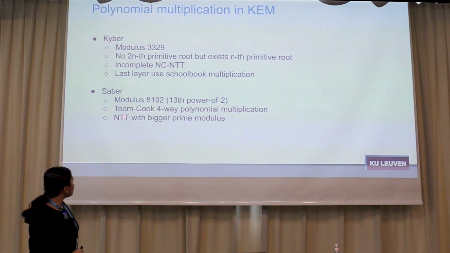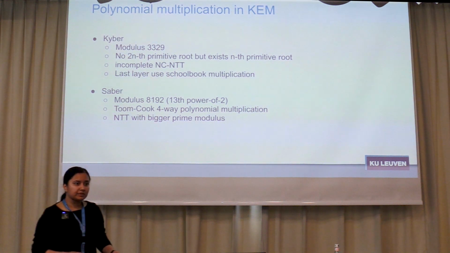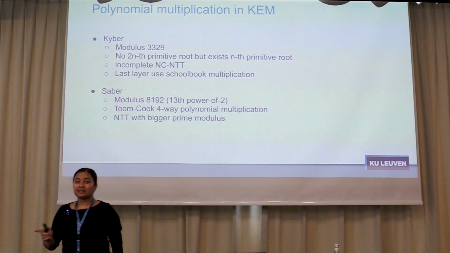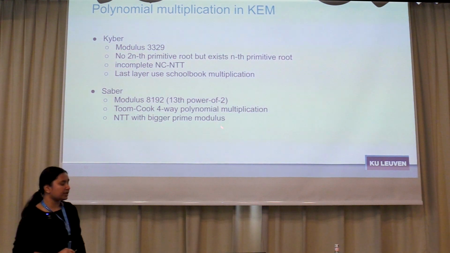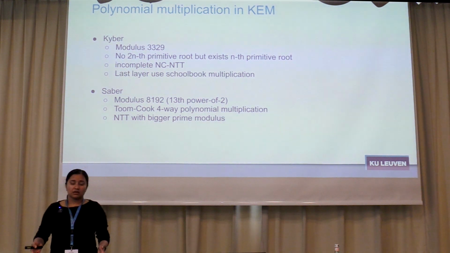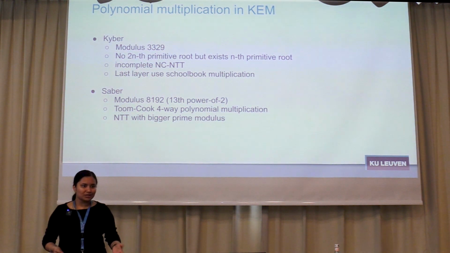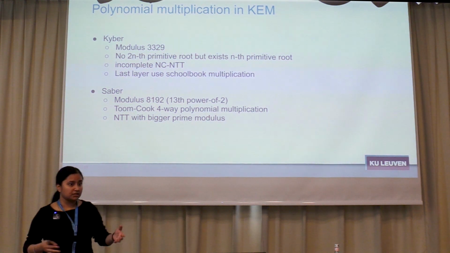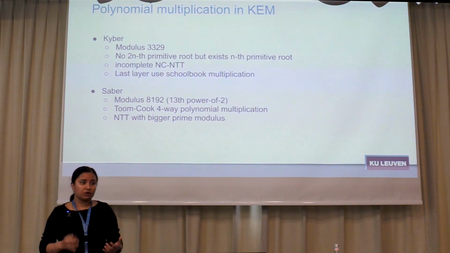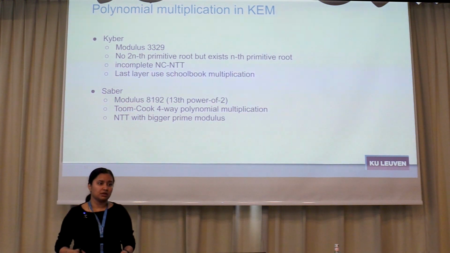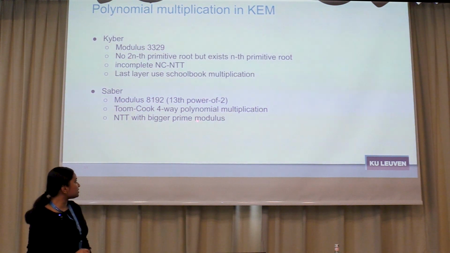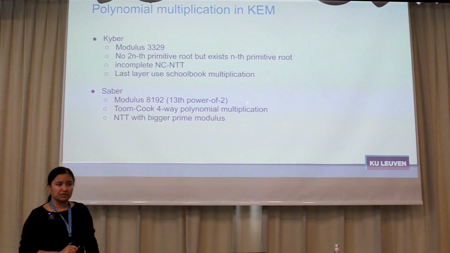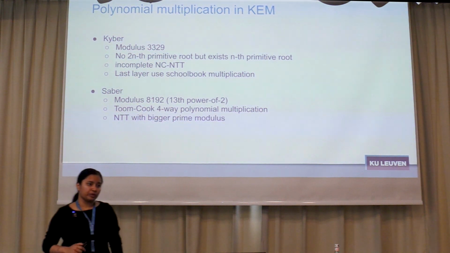And Saber used to use, or like native Saber, I would say they used Toom-Cook 4-way polynomial multiplication. But later, another work showed that you can use NTT. If you use a bigger prime where you can actually use NTT for Saber or such power of 2 numbers, then you can make it efficient. In fact, this NTT-based Saber is efficient in terms of timing compared to the Toom-Cook 4-way one.